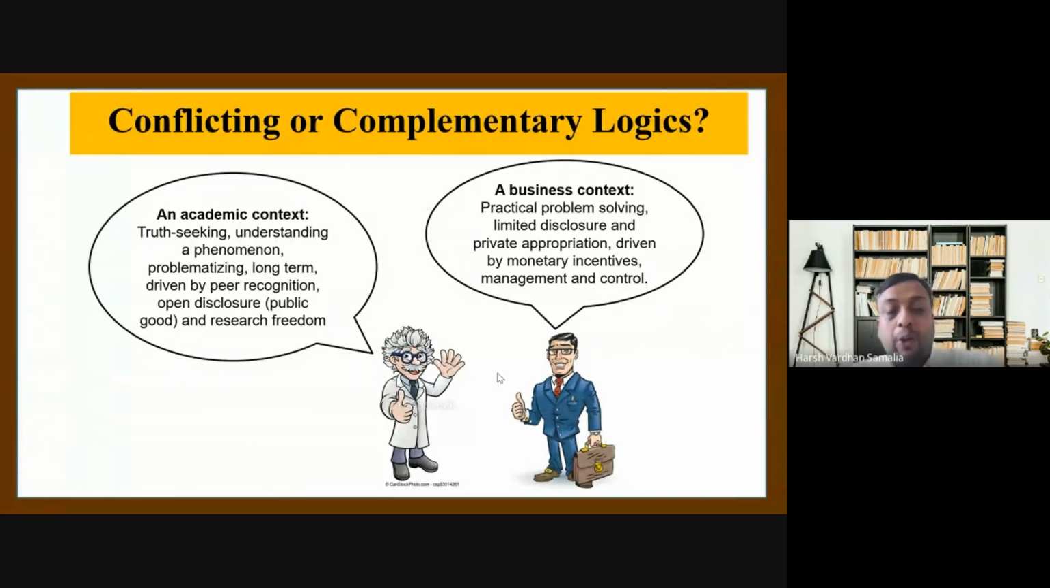And on the other aspect, this collaboration is different. In the academic context, academicians usually look at truth seeking, where they try to understand phenomena, and they are more long term oriented, driven by peer recognition. While the business world is more towards practical problem solving, where they want to limit their disclosure, because if they make it completely open, their competitors may pick it up. So they want limited disclosure as well as private appropriation, and they are majorly driven by monetary incentives and management, as opposed to the academic world, which is primarily driven by self-esteem, that means peer recognition.